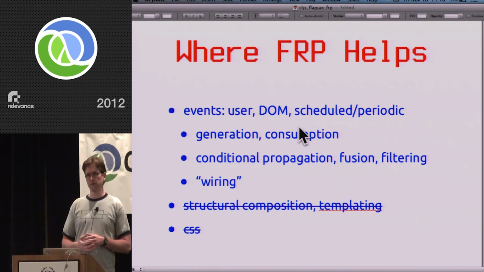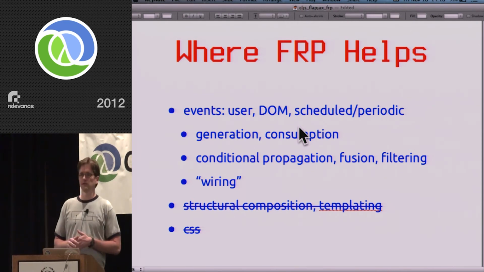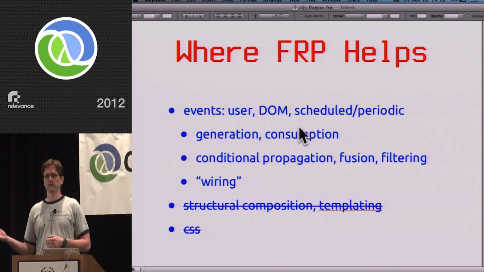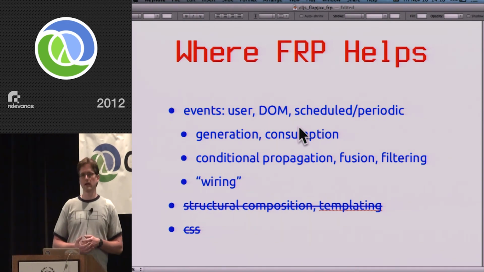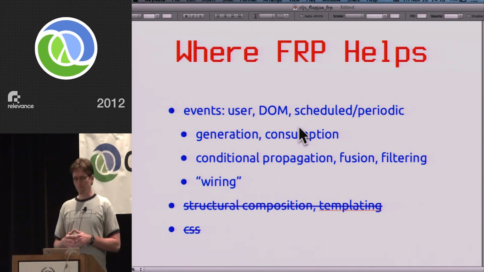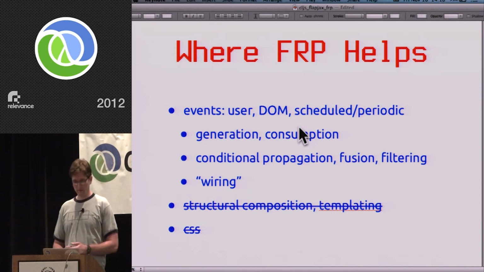And in a browser, there are a couple different flavors of event. There are user events, Bob clicked the button. There are events that come from the DOM that you may or may not have initiated, like success of an AJAX callback. And in a lot of systems with events, you have scheduled or periodic events, like heartbeats or refresh the buddy list every minute. Flapjax gives us tools for working with all those kinds of events.